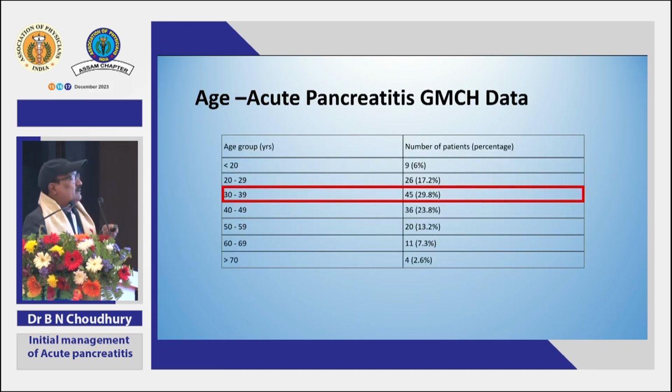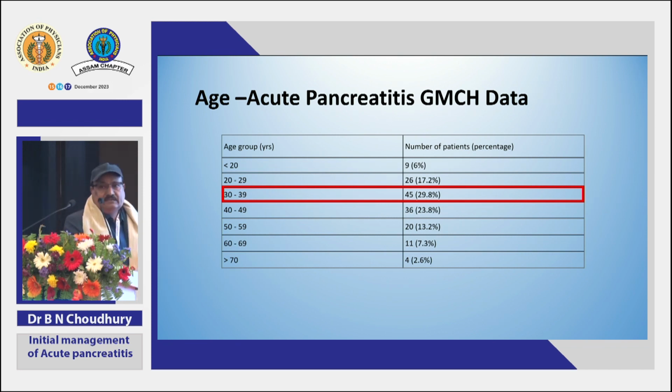So this is our Guwahati Medical College data. One of our residents prospectively evaluated 187 acute pancreatitis patients, and we found that our common age group is around 45 years. 30 to 39 years is 45%.